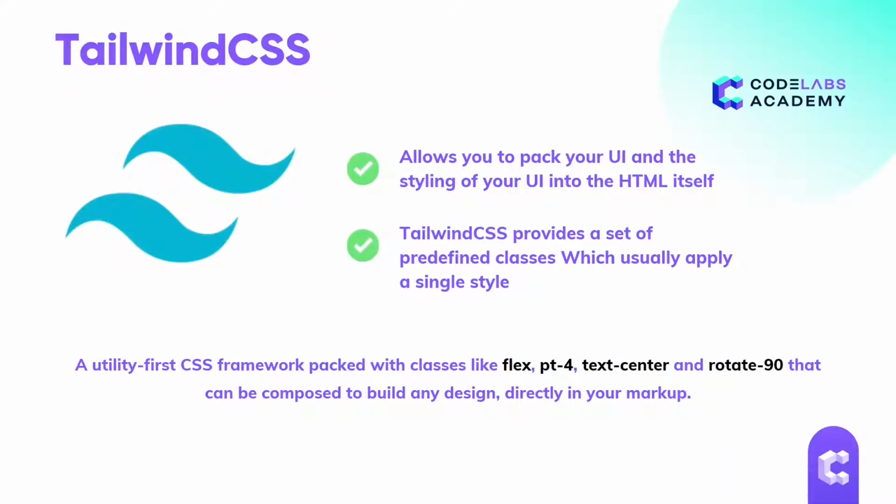So what is Tailwind CSS actually? Tailwind CSS is a utility-first CSS framework. It's packed with classes like flex to change the display property to flex, pt-4 to change the padding of the top side, text-center, etc. All those classes can be composed to build any design directly in your markup, so in your HTML.